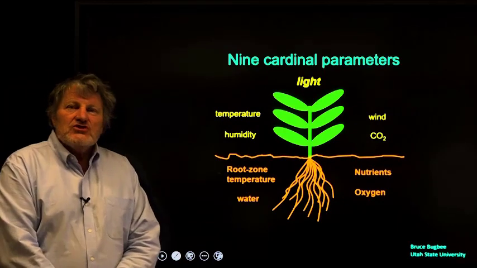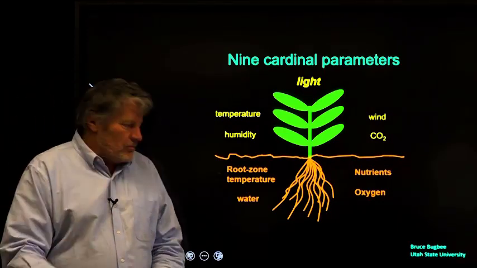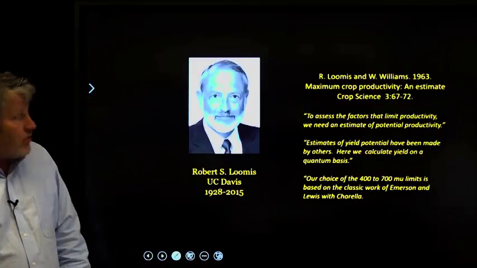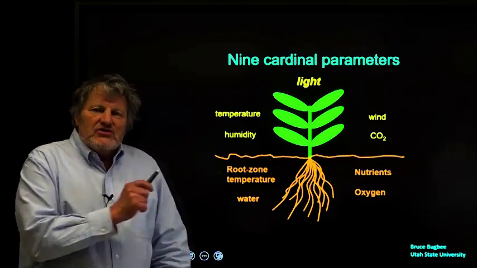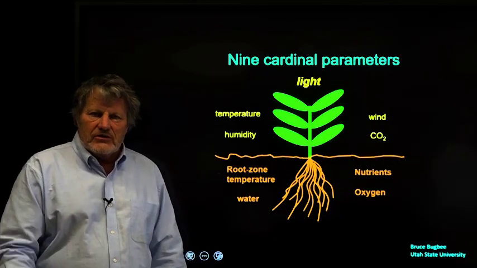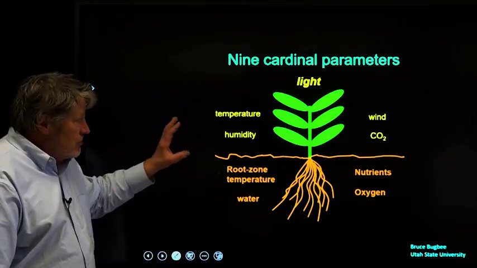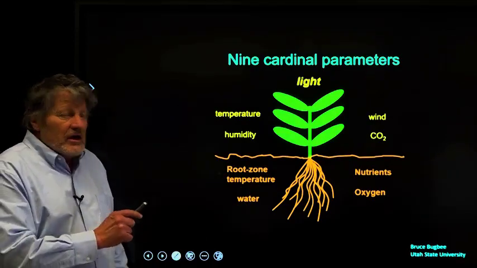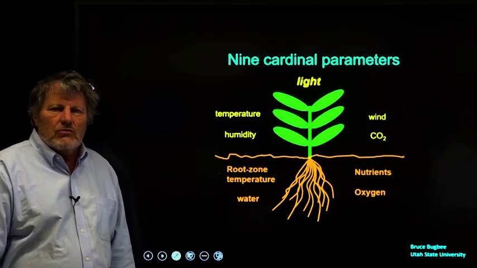So let me start with what I like to call the nine cardinal parameters of plant growth. Go one more slide back. I've seen other people use this concept in this slide. This slide is memorable and it sticks. But we have five parameters in the shoot, four in the root zone. Any one of all of these we modify to optimize plant growth.